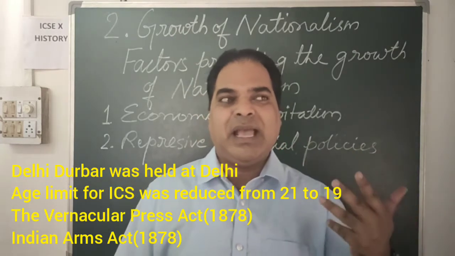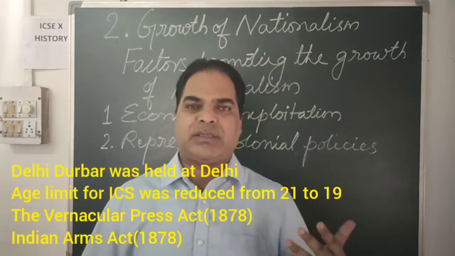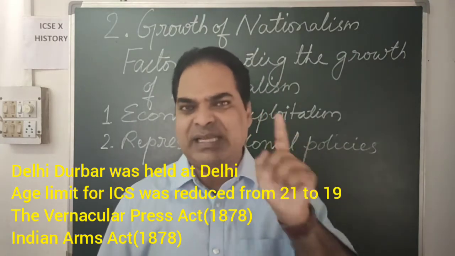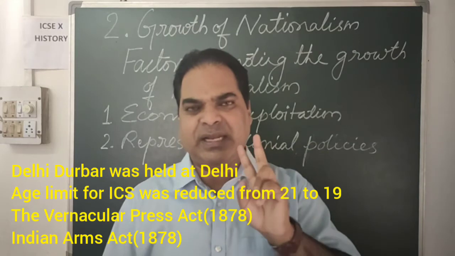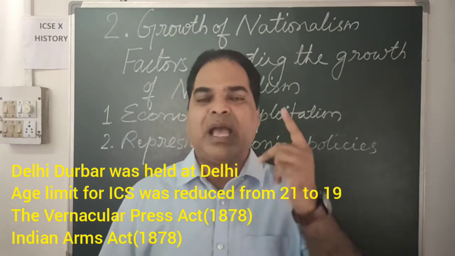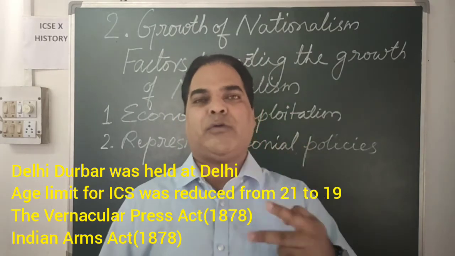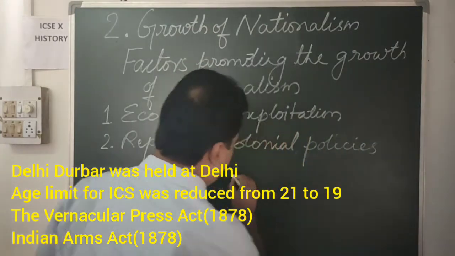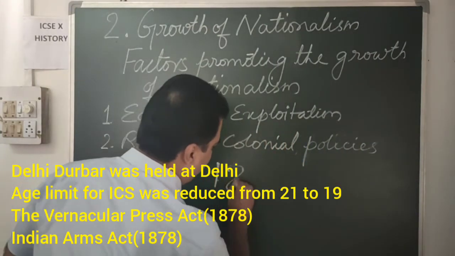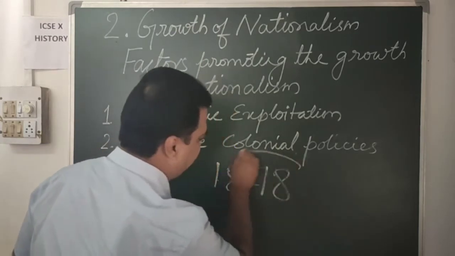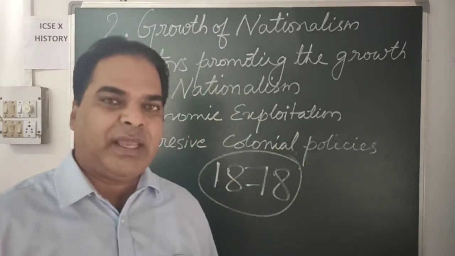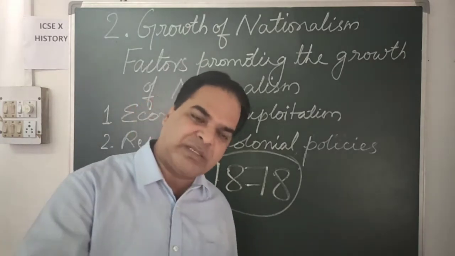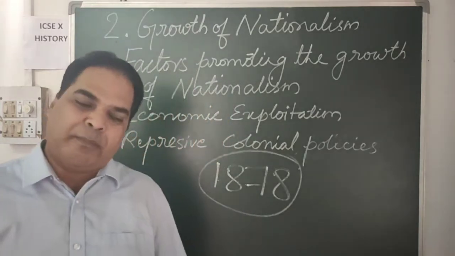And number 4, Indian Arms Act was passed. No need to confuse, same year, 1878. Arms Act was passed and the Vernacular Press Act was passed. So let me write 1878. Arms Act was also passed. Vernacular Press Act was also passed.